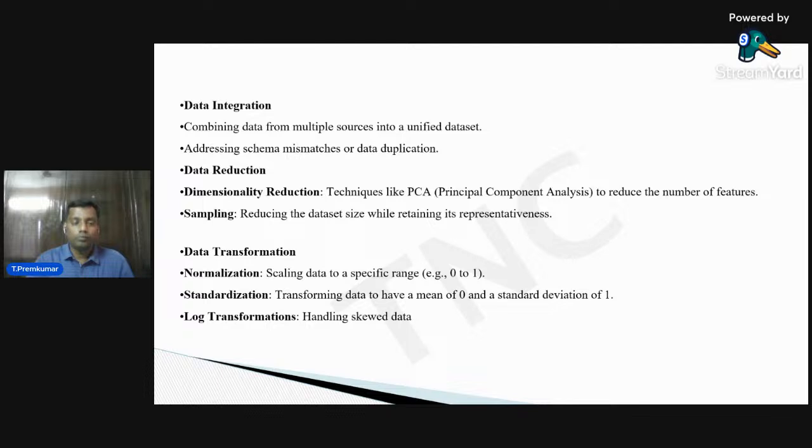And the next one is sampling, which reduces the data size while retaining its representativeness. After removing the duplicated and redundant data, we go for the sampling process, which reduces the data set size while retaining its representativeness. And in the case of data transformation, here is normalization, scaling data to a specific range from 0 to 1, and standardization, which transforms the data to have a mean of 0 and a standard deviation of 1. And the log transformation handles skewed data.